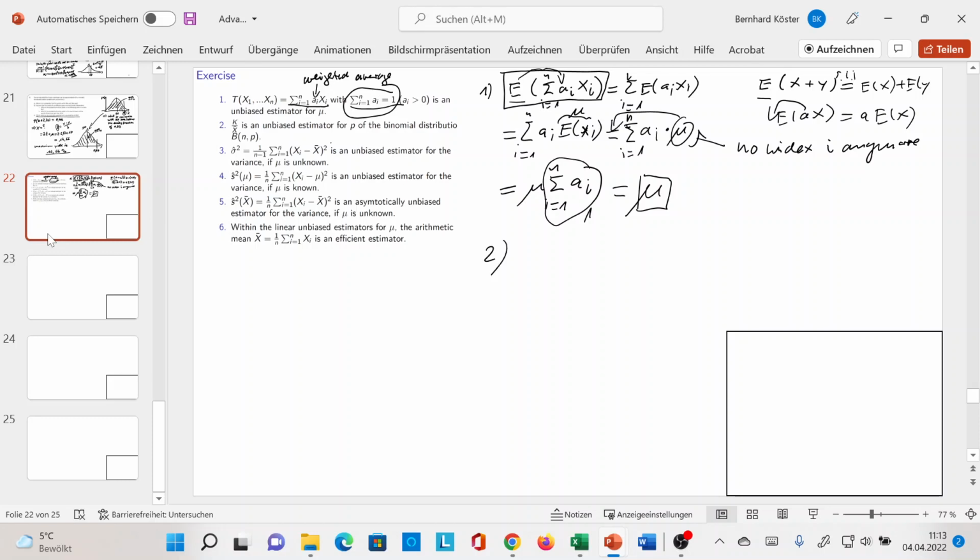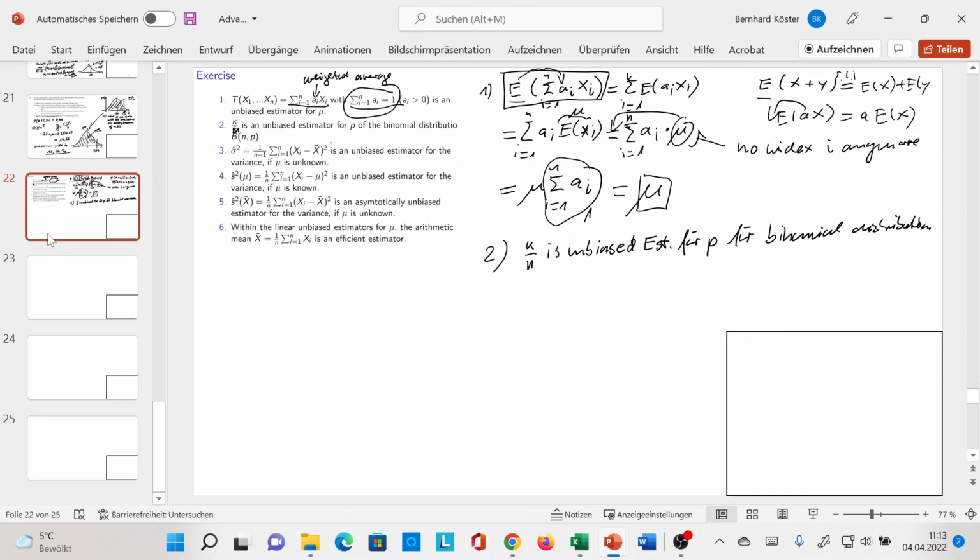Second, I think last time I saw this already. This has to be k over n. I have to change it. So, the number of successes, k over n, is an unbiased estimator for p for a binomial distribution.